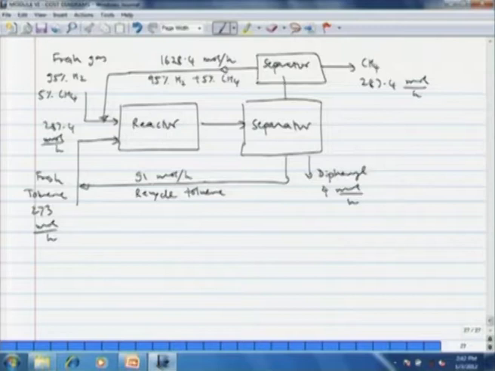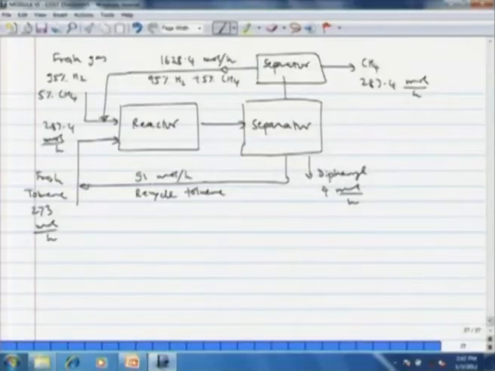So, this is the new material balance. Now, we have to evaluate the economic saving and additional expenditures. What we will save in this case? Like in the previous case, we saved the cost of toluene that was lost as diphenyl. Now, here we will recover the cost of excess hydrogen fed to the system. Okay.